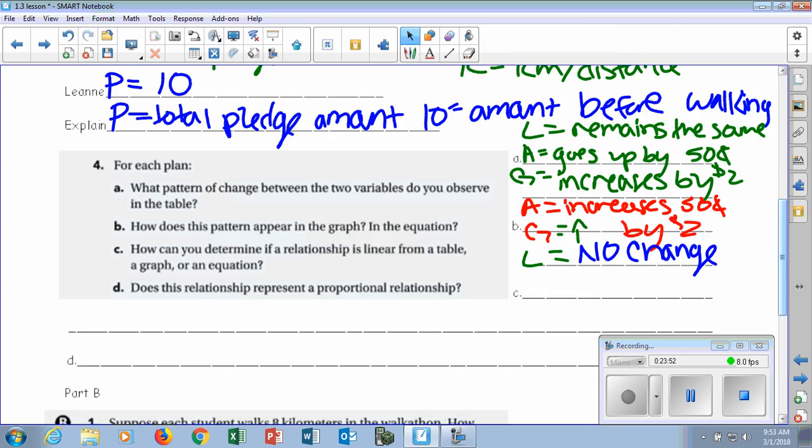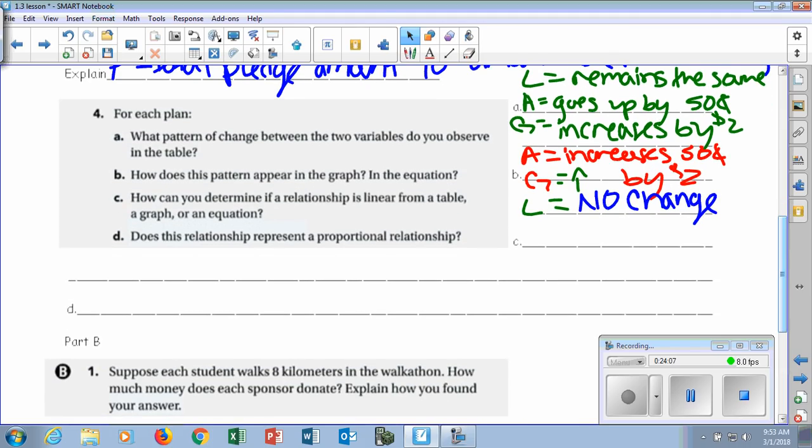So if we were to go on to C, how can you determine if a relationship is linear from a table, a graph, or an equation? How can we determine that by just looking? What do we look for in an equation, a table, a graph, to state whether they are linear lines? What's it mean to be a linear line, Eliana? Constant rate of change. That's our key word. We want to see that straight line in a graph. We want to see that, I'll put CROC, constant rate of change. They all should show a constant rate of change.